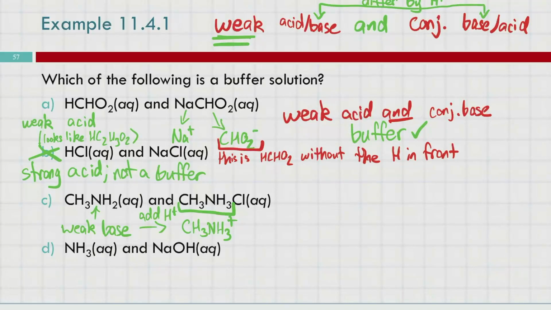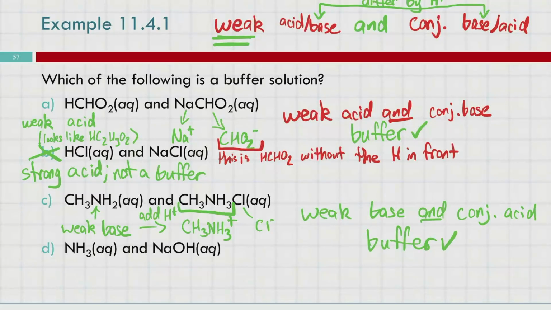The Cl is on here because we've got a molecular formula. So the Cl minus, we've got an ionic compound in there. So we've got a weak base and the conjugate acid, also a buffer. We're almost done. So that one is also a buffer.